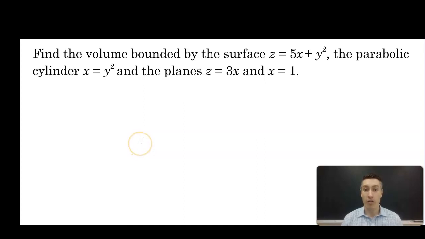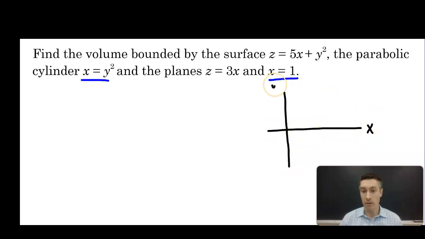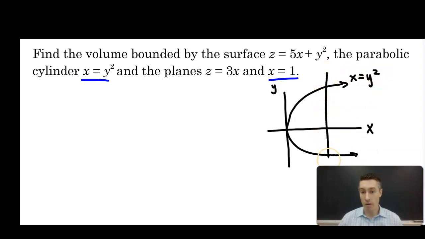So here we have 4 surfaces that define the volume. Again, we want to focus on surfaces that may be helpful in defining the region of integration. So for me, x equals y squared and x equals 1 stand out there. If we sketch those 2 curves in the xy plane, x equals y squared would give us a parabolic curve, and x equals 1 would be there.